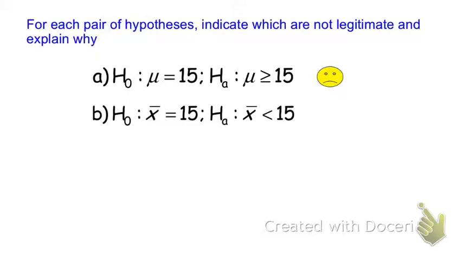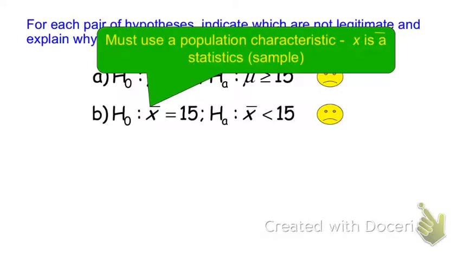What about B? The X bar. What's wrong with the X bar? It's not a population, it's a sample. So instead of X bar, it needs to be what? No. Mu. X bar goes with sample mean, so it's population mean.